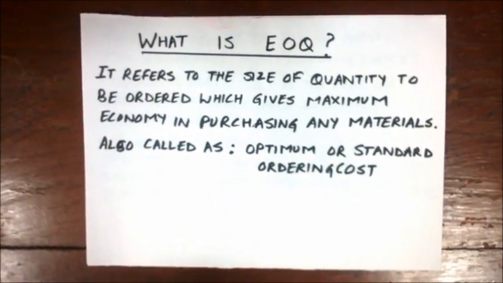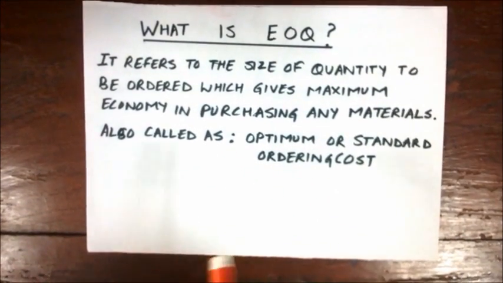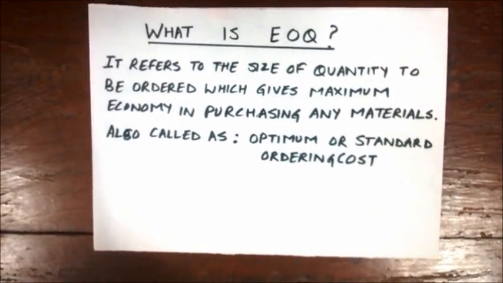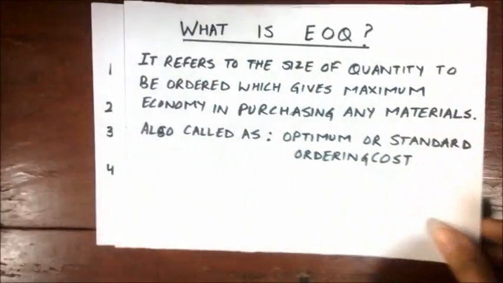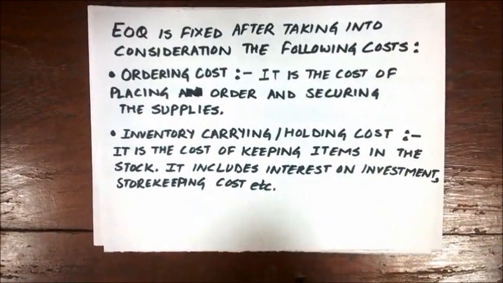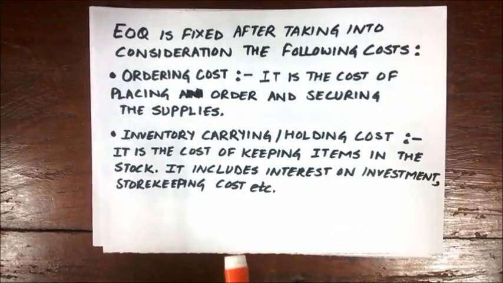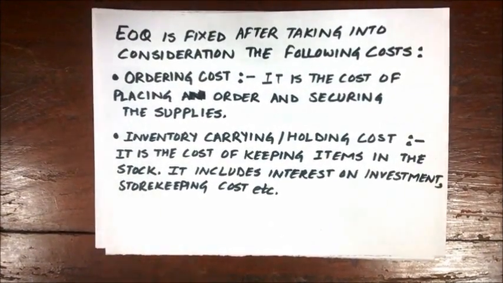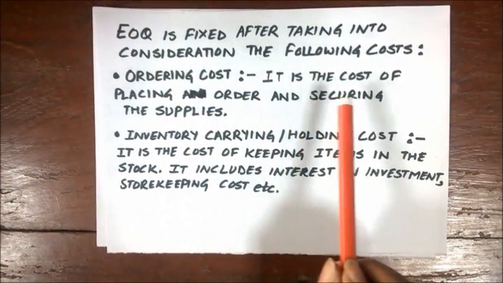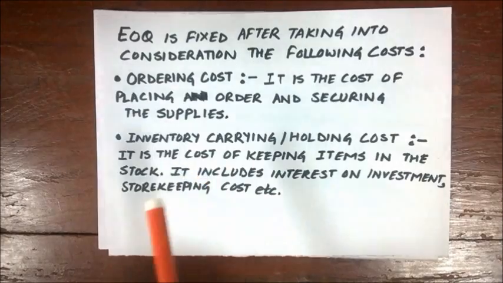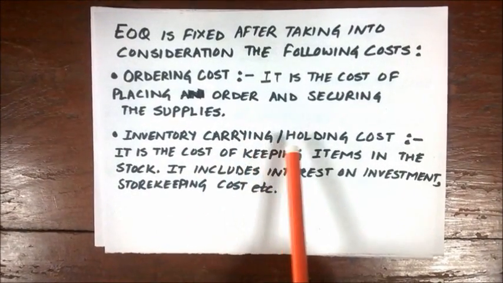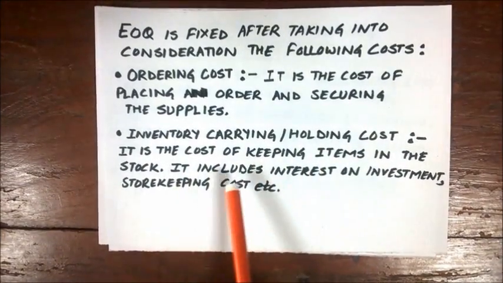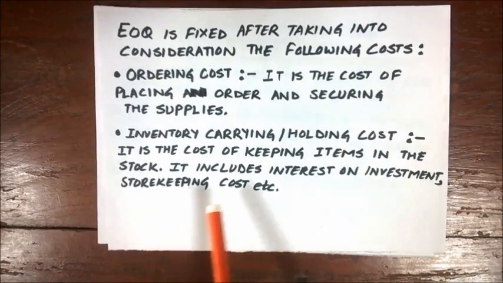What is EOQ? It refers to the size of quantity to be ordered which gives maximum economy in purchasing any material, also called optimum or standard costing. EOQ is fixed after taking into consideration the following costs. Number 1 is ordering cost, number 2 is inventory carrying cost. Ordering cost is the cost of placing an order and securing the supplies. Inventory carrying cost, also known as holding cost, is the cost of keeping items in stock. It includes interest on investment, storekeeping cost, etc.